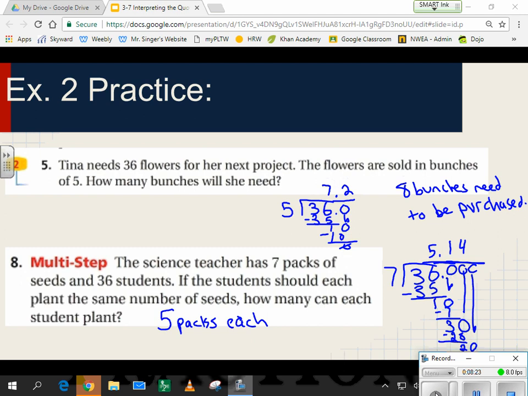Okay. For the second one then, you end up with this long decimal and you realize you don't have enough seeds for every kid individually, so that's why we would have to say 5 packs. So this is one where you round down. Number 5 is where you round it up. Number 8 was when you round it down. Hopefully you got those answers right.